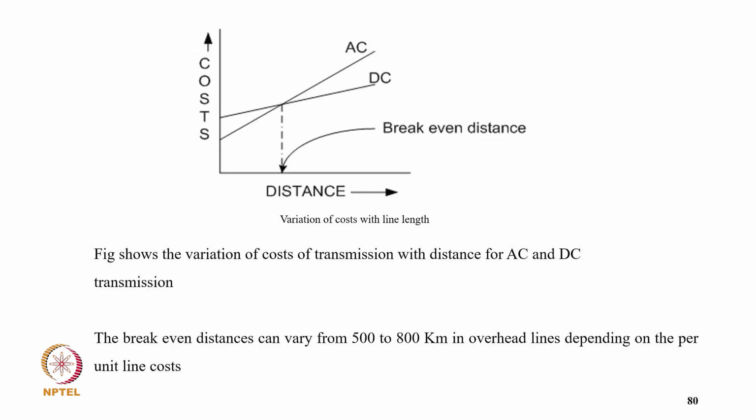And with distance, you will see that at very low distance the AC line is typically cheaper, and for long distance DC transmission is cheaper. But of course, there is a break-even point where the cost of both systems is the same. That we call the break-even distance. The figure shows the variation of cost of transmission with distance for AC and DC transmission. So break-even distances can vary from 500 to 800 km in the case of overhead lines, depending upon the per unit line cost.